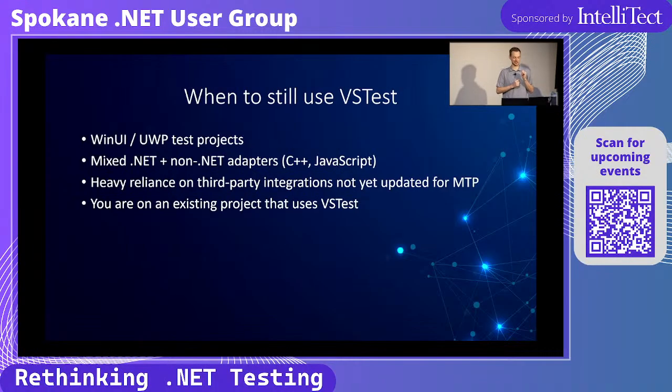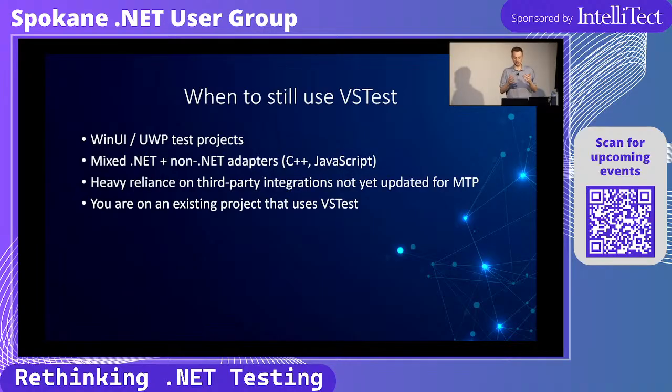Third is you're on an existing project that uses VSTest. I'm going to be very clear about that. That doesn't mean that because you're on VSTest, you can't go to MTP, but it is not supported to have your repo be half on VSTest and half on MTP. It's either one or the other. You can manipulate it up the line, but it's not really that well supported. The best thing is to just switch, either I'm on VSTest or I'm on MTP.